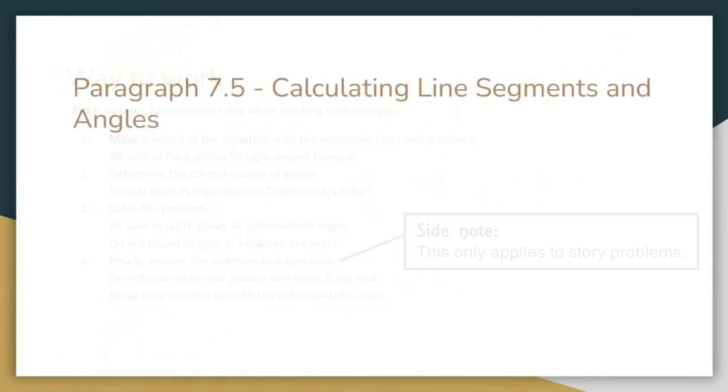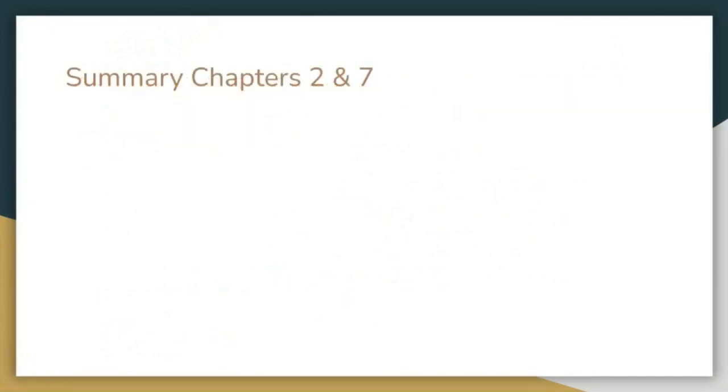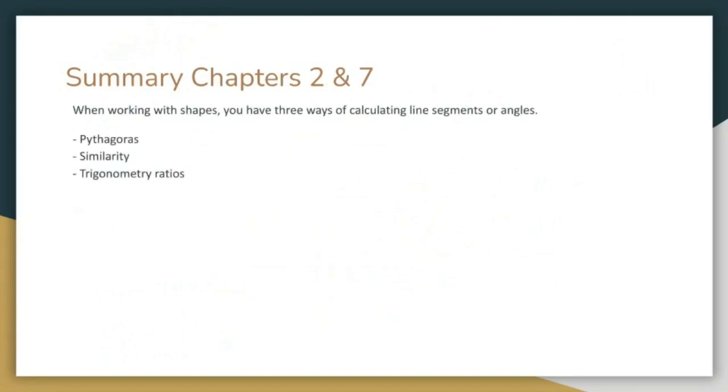Paragraph 7.5. Calculating line segments and angles. This is only for the smart ones. This paragraph is a combination of everything you learned up to this point. Similarity in triangles, Pythagoras, and the trigonometry ratios. Again, nothing new, but this paragraph does help you with finding creative ways for calculating missing information.